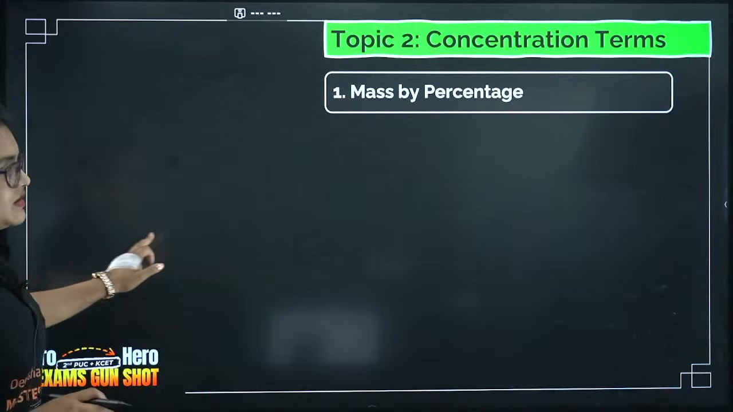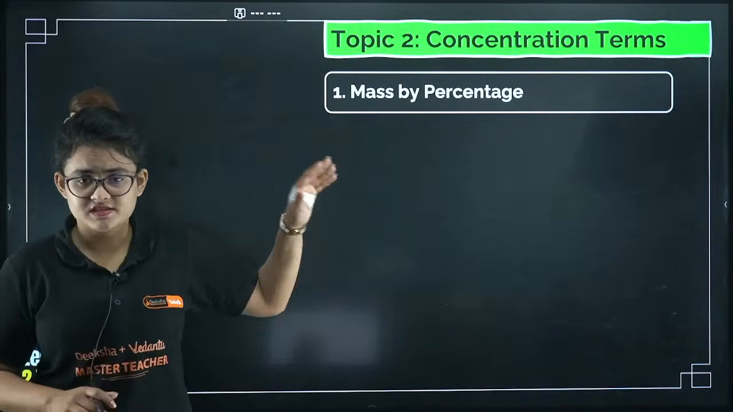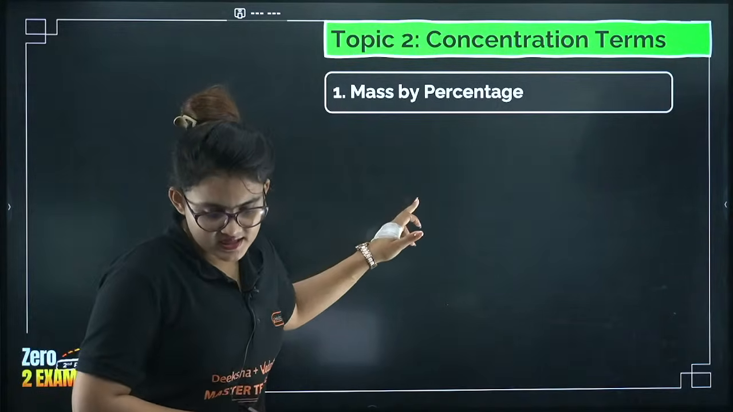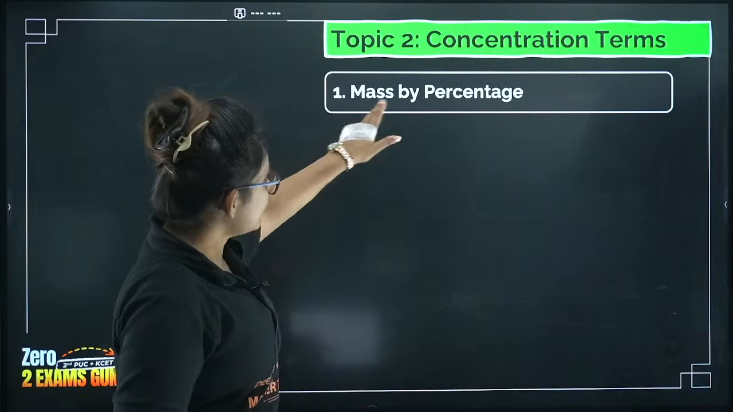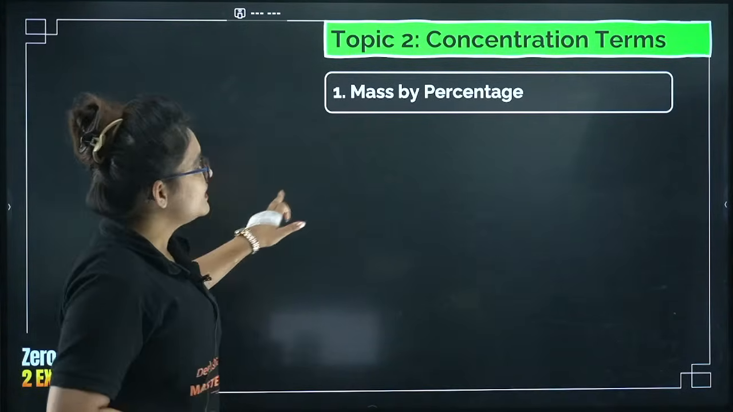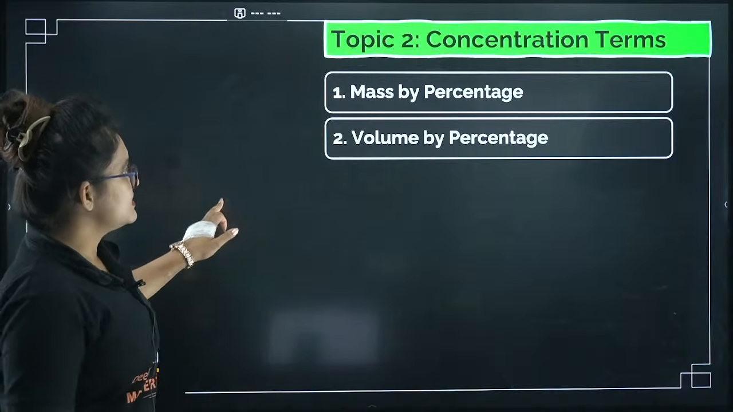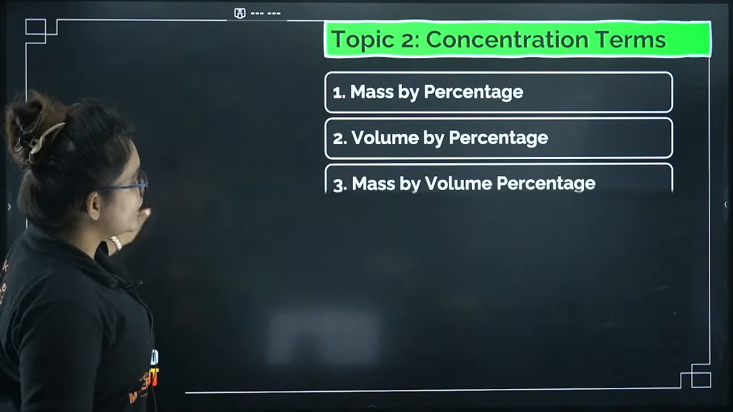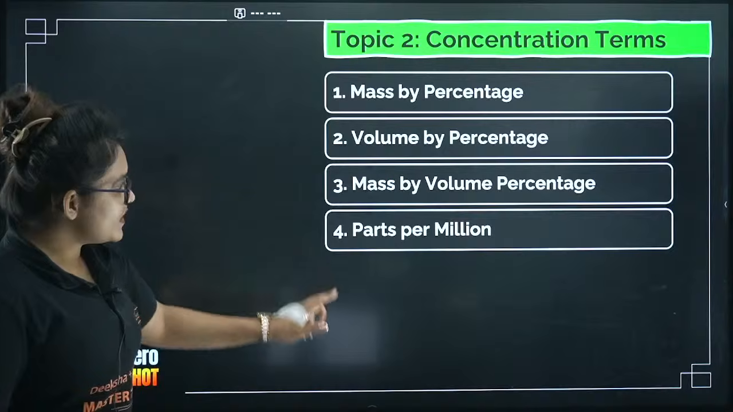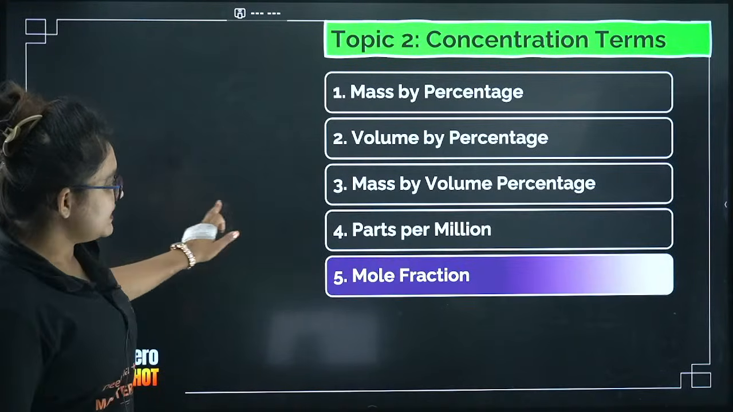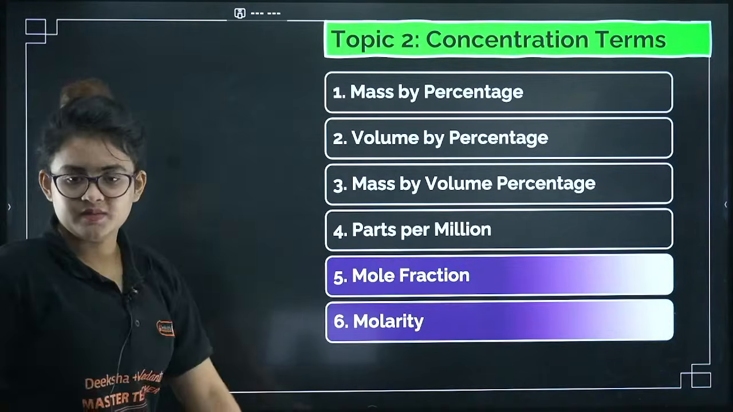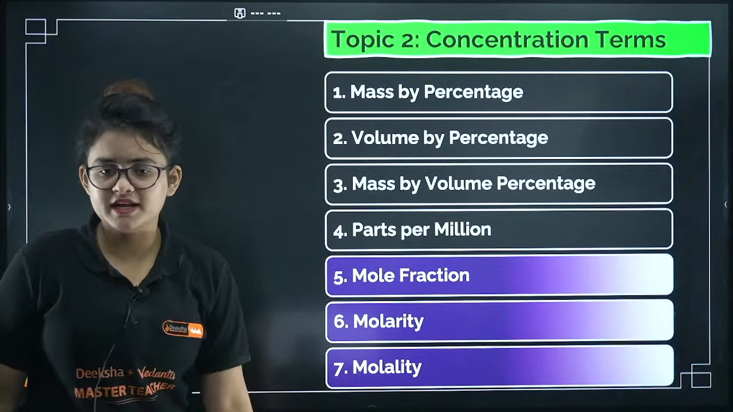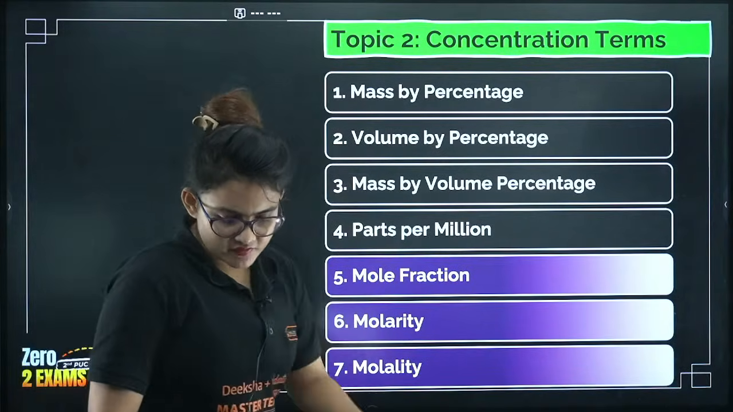So here you can see the most important thing starts from here actually, that is concentration terms. Okay, that is percentage by mass, mass percentage, volume by percent, mass by volume percent, and parts per million, and mole fraction and molarity. Okay, and molality also we will get. Okay, so these things you have to proceed.